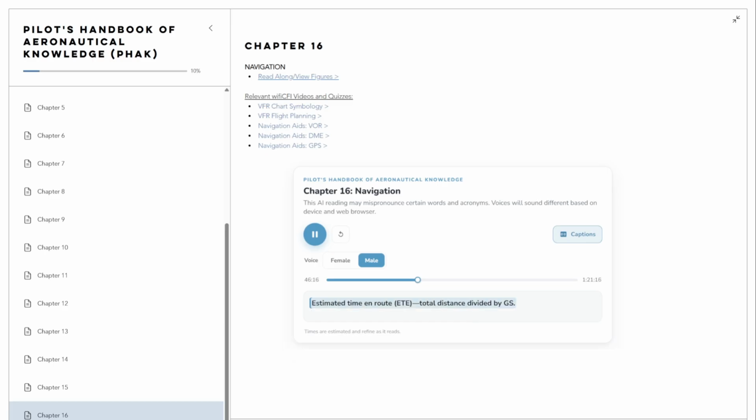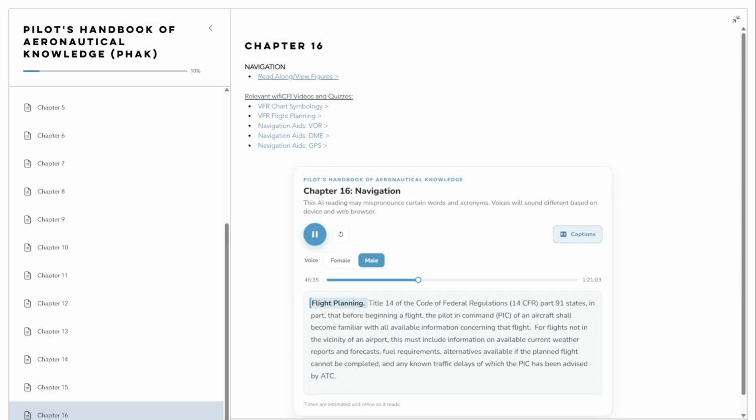Estimated time en route, ETE: total distance divided by GS. Fuel rate: predetermined gallons per hour used at cruising speed. Note: additional fuel for adequate reserve should be added as a safety measure.